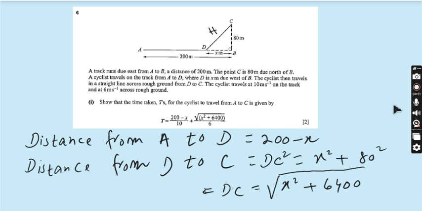Now you can see according to the question the cyclist travels 10 meters per second on the track. On the track means from A to D. So the speed is 10 meters per second, and 6 meters per second across rough ground. So from D to C the speed is 6 meters per second.